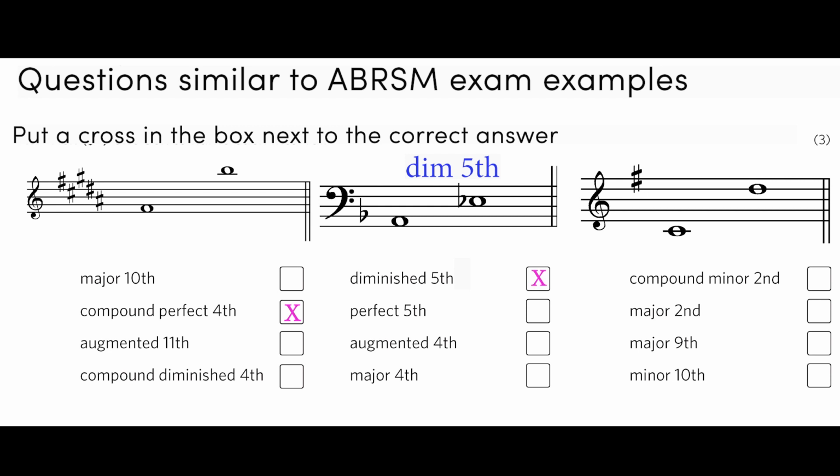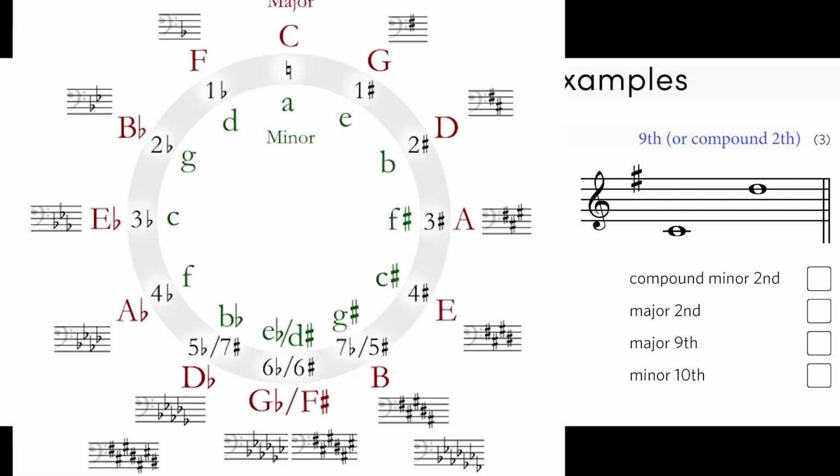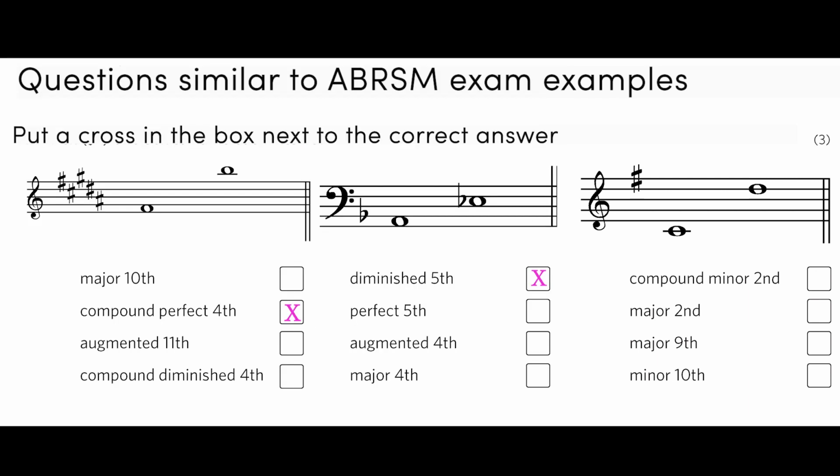The next example, we can simply count the difference between the two notes. It's a ninth. So it's either a ninth or a compound second. When we look in the key of C major, is there a D? Yes, there is a D in the key of C major, which means it's going to be a major ninth or a compound major second.